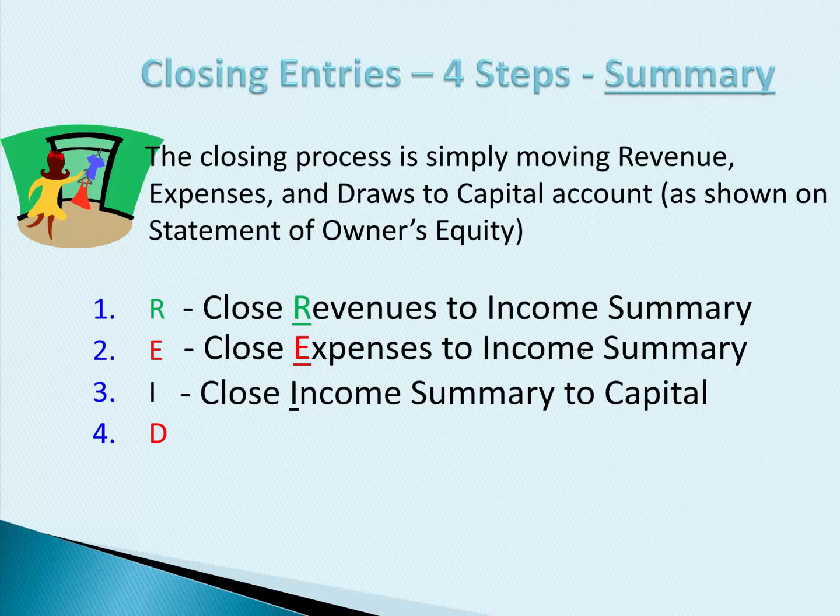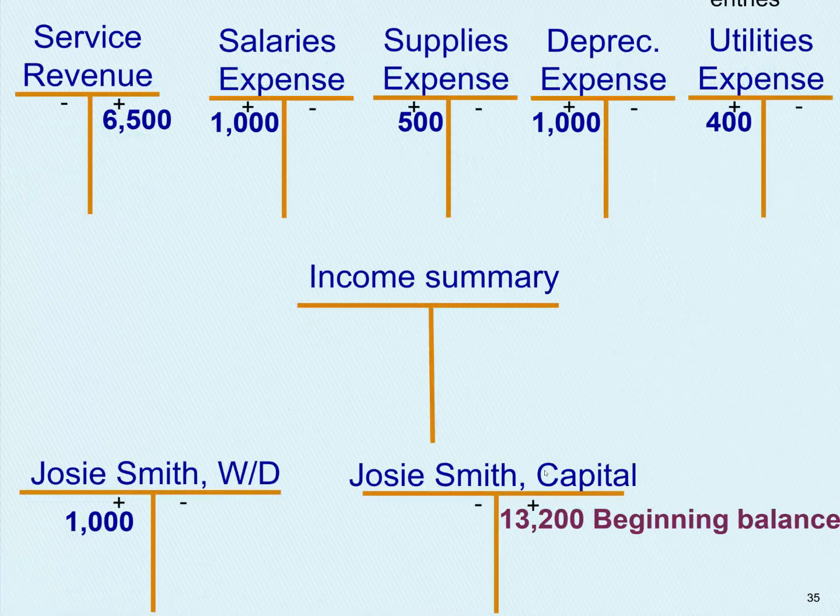capital. Now, at this point, after step 2, income summary contains revenues on one side and expenses on the other side. And when you have revenues on one side and expenses on the other side, you can subtract the two and you get income. That's why it's called the income summary, because it's summarizing what the company's net income is. So then we're going to close income summary, which now contains net income, to capital. And assuming it's a net income, capital will go up. If it's a net loss, capital would go down. And then finally, we close draws to capital, which will make capital go down. All right, now we're going to do this step by step, and it will make much more sense when you see it in action.